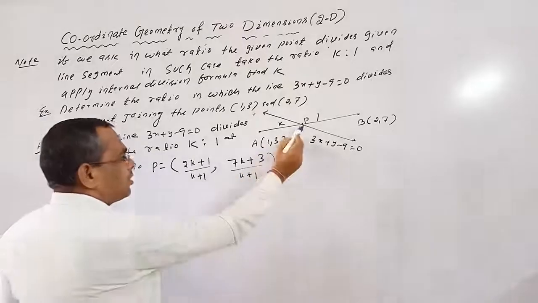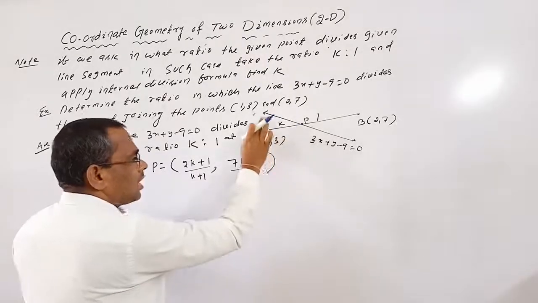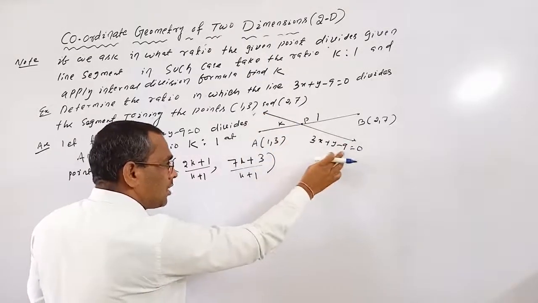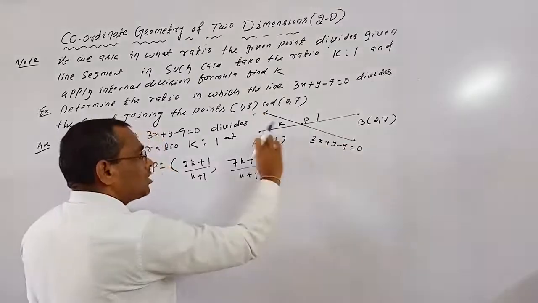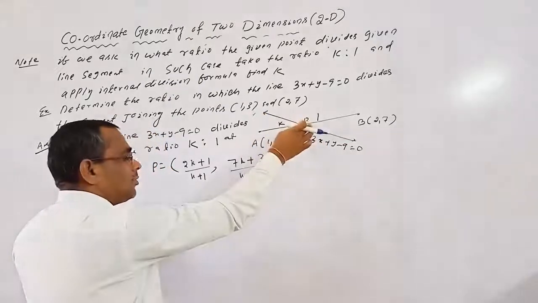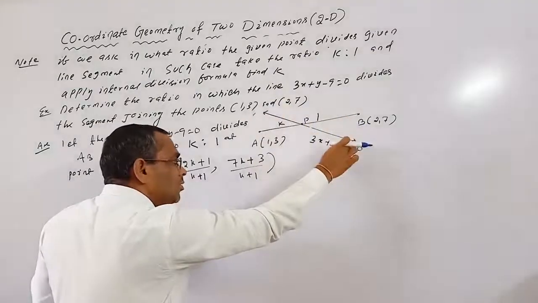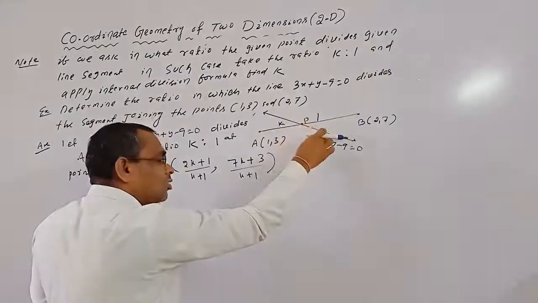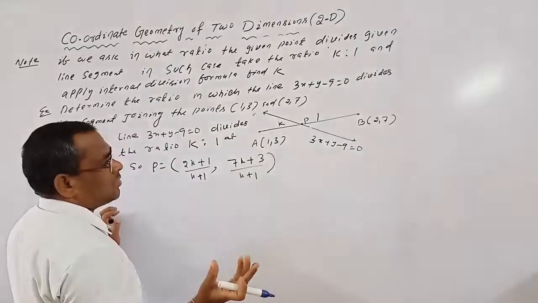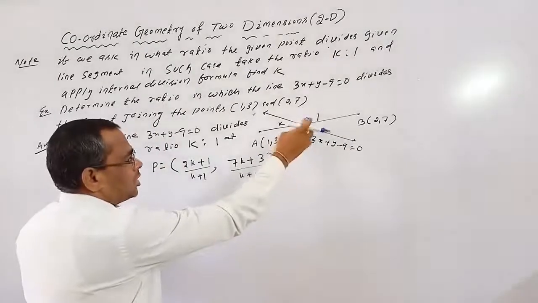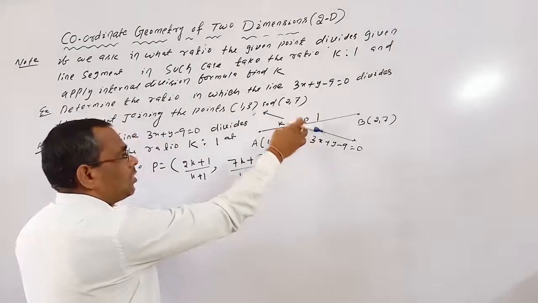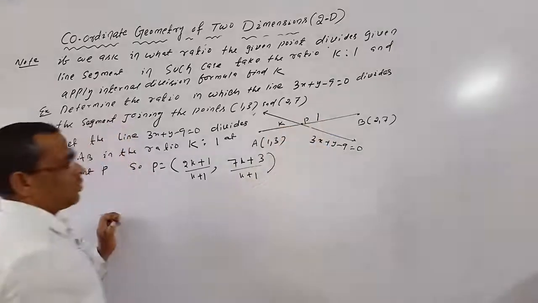But this point P lies on the line segment AB and also on the line 3x plus y minus 9 equal to 0. So this point must satisfy the line equation, meaning the x coordinate goes in place of x and the y coordinate goes in place of y.